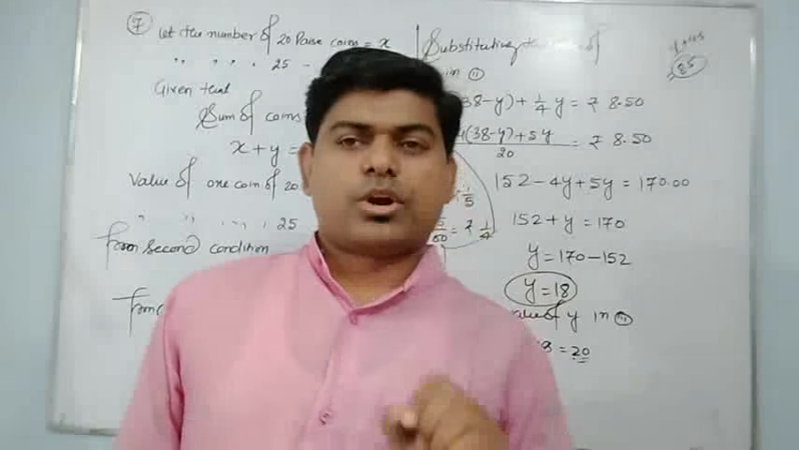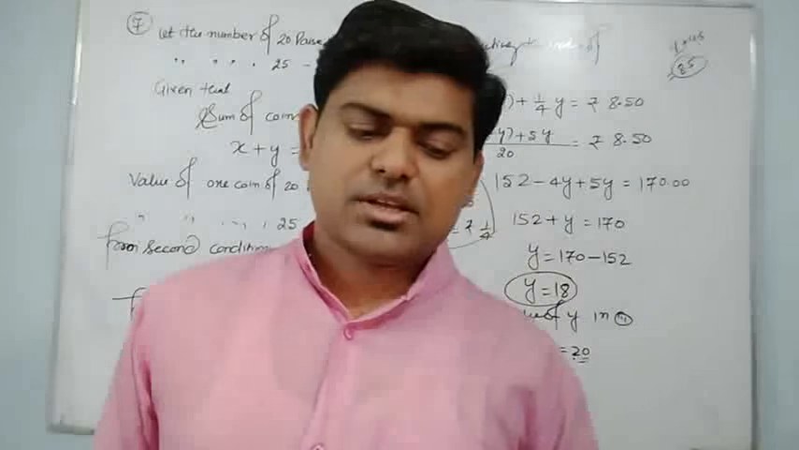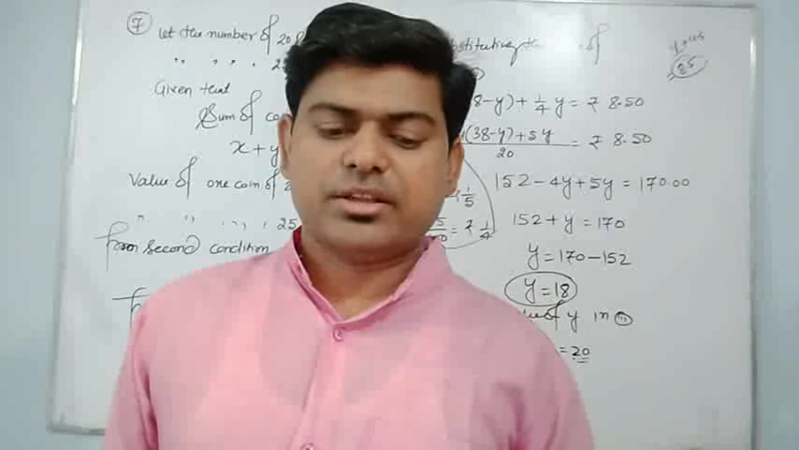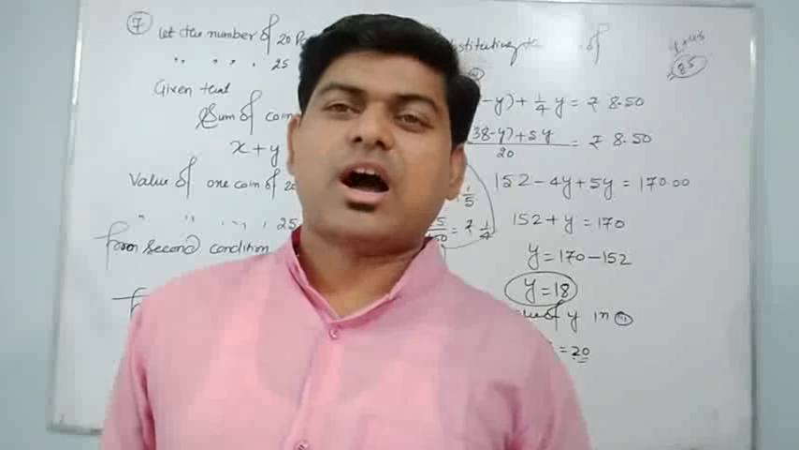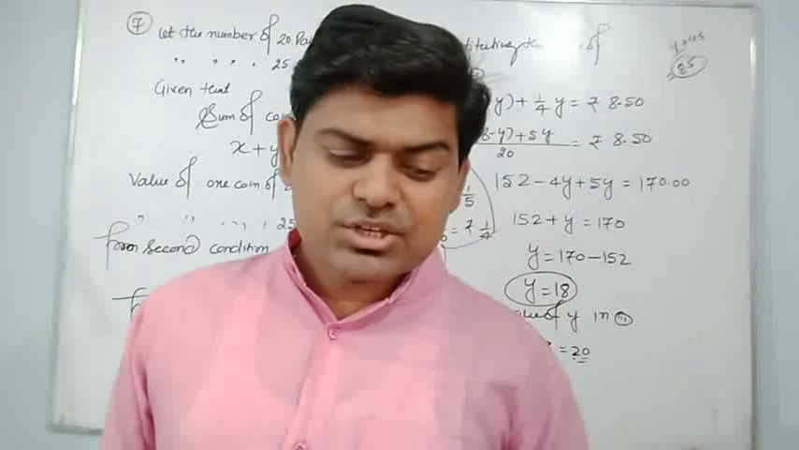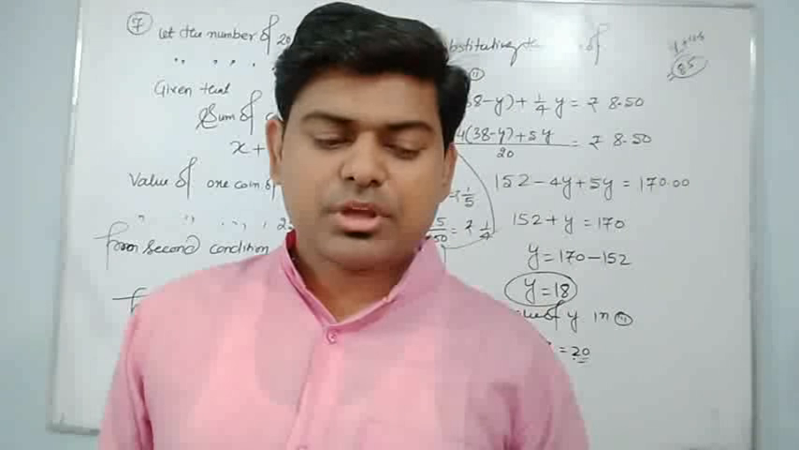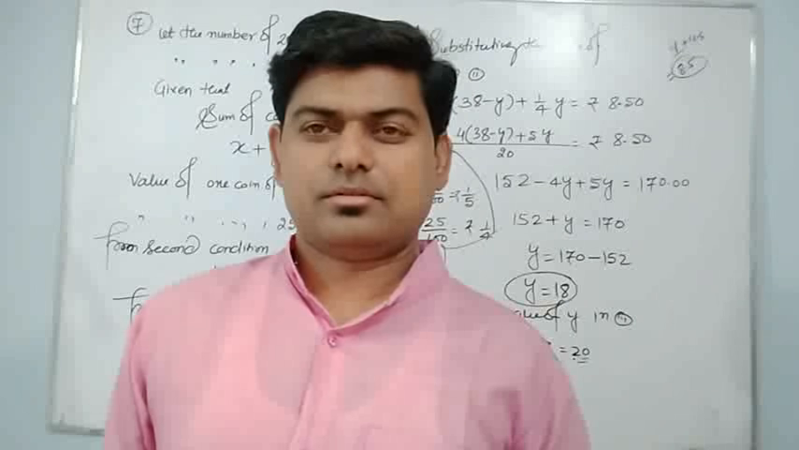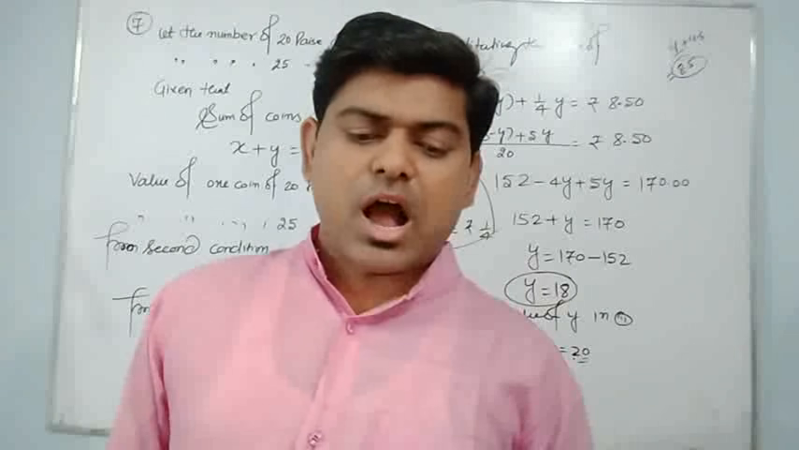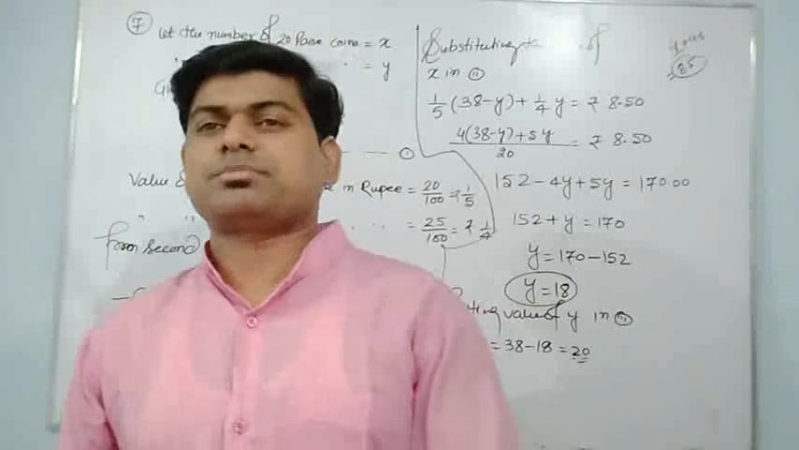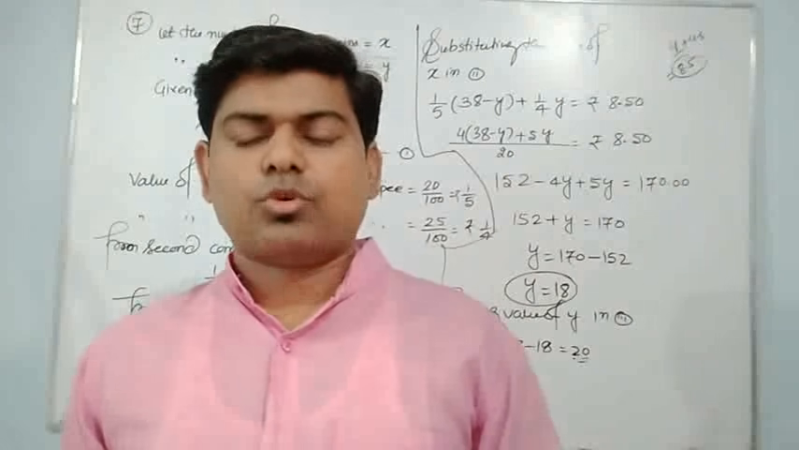Now listen, what I have given, it's written: if the numerator of a certain fraction is increased by 2 and the denominator by 1, it means numerator and denominator are increased, then the fraction becomes equal to 5 by 8. And if the numerator and denominator are diminished by 1, diminished means subtracting, we are just going to decrease it by 1, then the fraction becomes 1 upon 2.